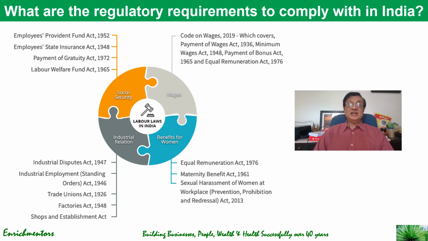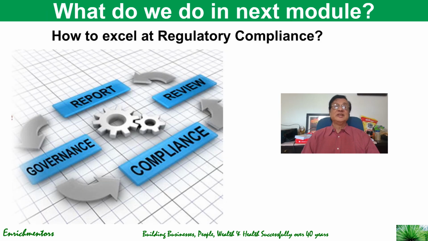Finally, of more recent origin are the acts for women's welfare or benefit for women. So there is the Equal Remuneration Act that we mentioned earlier, Maternity Benefit Act 1961, and the Sexual Harassment of Women at Workplace (Prevention, Prohibition and Redressal) Act, formed as late as 2013. So these are a variety of acts, some examples of the various regulatory laws that you would need to consider in meeting and complying with.